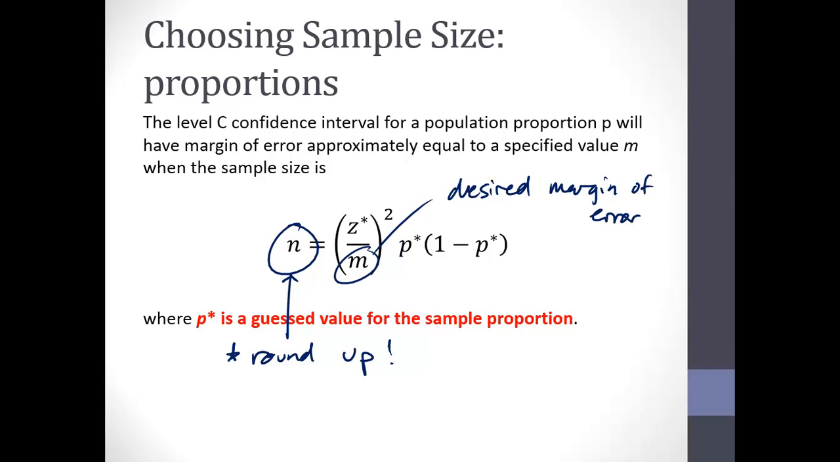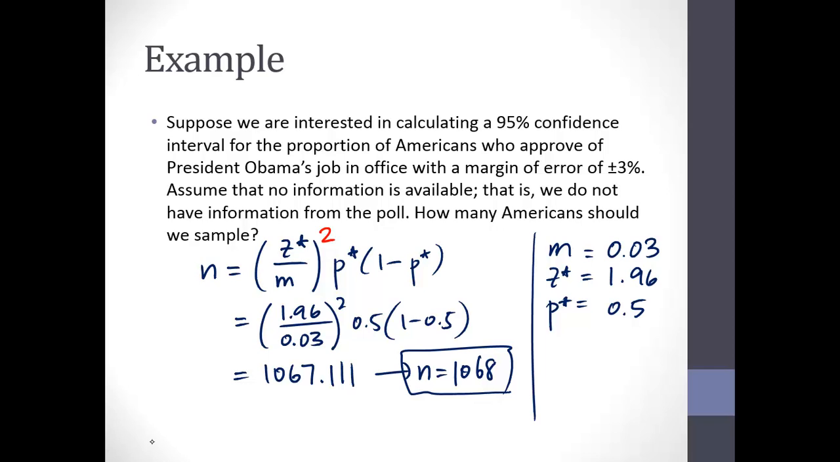So yeah, just don't round with the P star or anything, but when you get to the end, the final answer, round that number up, kind of like we did here. So instead of saying our sample size is 1,067.1, you can't have 0.1 of a person, so we'll round that up to 1068.